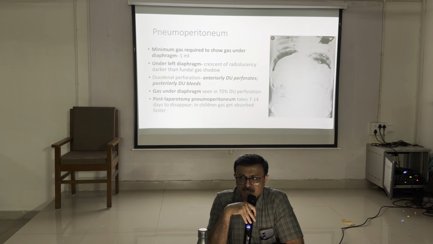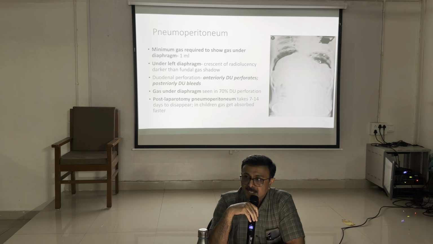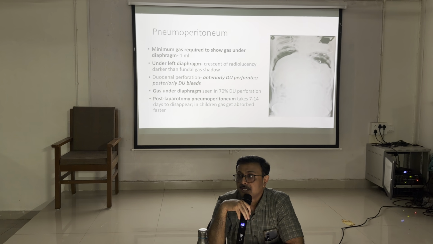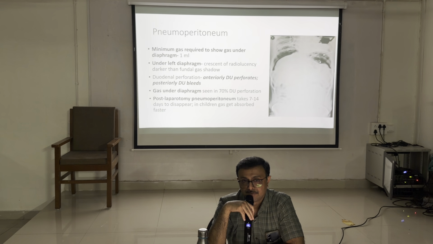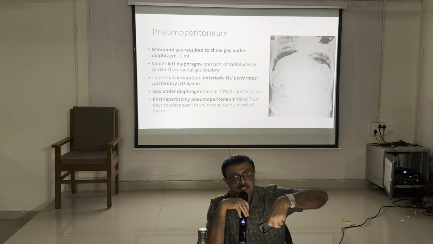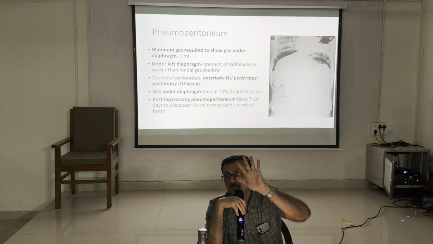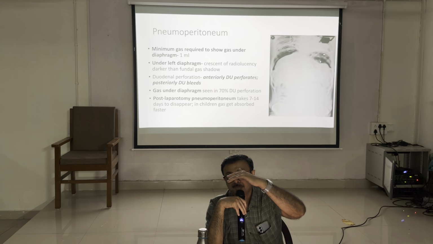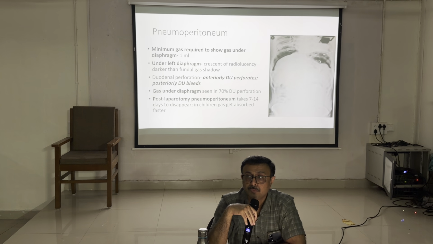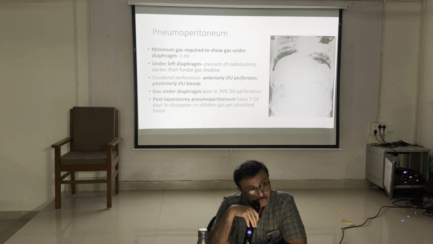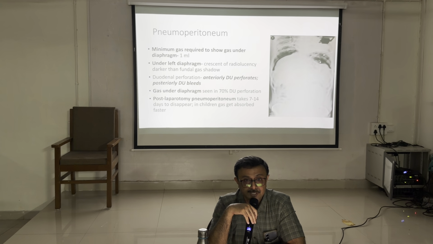Chilaiditi's is a sign, but actually it is not free gas under the diaphragm, it is gas in the bowel under the diaphragm. Investigation: Rubin's test, hysterosalpingography. So what happens? Dye with air is injected per vaginum, and gas enters the intraperitoneal region through the fallopian tubes. So post Rubin's test or hysterosalpingography, there is free gas under the diaphragm.